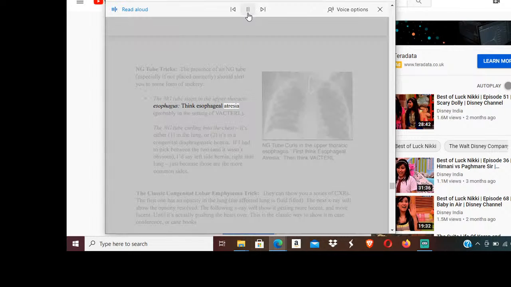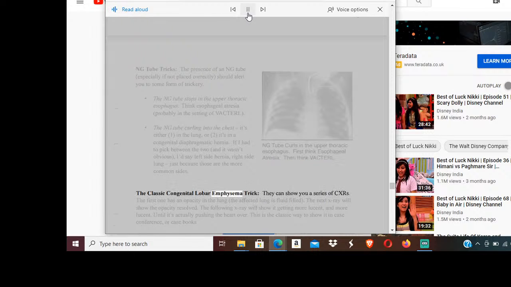esophagus, think esophageal atresia, probably in the setting of VACTERL. The NG tube curling into the chest, it's either 1, in the lung, or 2, it's in a congenital diaphragmatic hernia. If I had to pick between the two, and it wasn't obvious, I'd say left side hernia, right side lung, just because those are the more common sides. NG tube curls in the upper thoracic esophagus. First think esophageal atresia. Then think VACTERL.